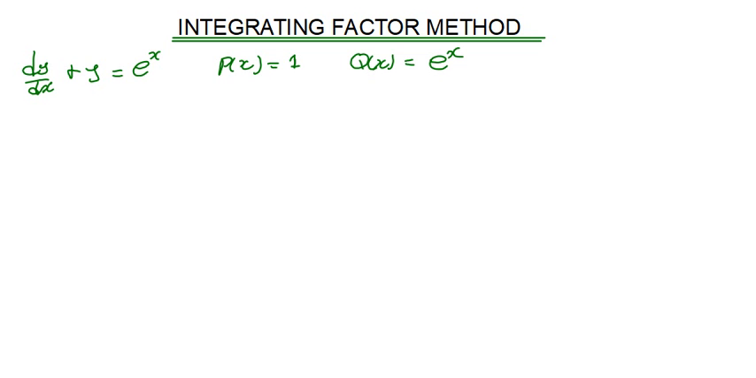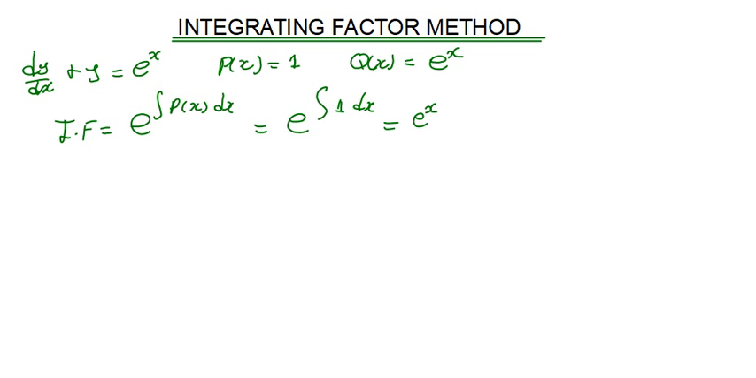Okay, so now what I need to do, to determine the integrating factor, we said the integrating factor will be equal to e to the power of the integral of p of x dx. So how is this now? It's e to the power of the integral of, what's our p of x? It is 1, dx. What do we get now? The integral of 1 with respect to x is equal to x. So that's what our integrating factor is. It is e to the x.